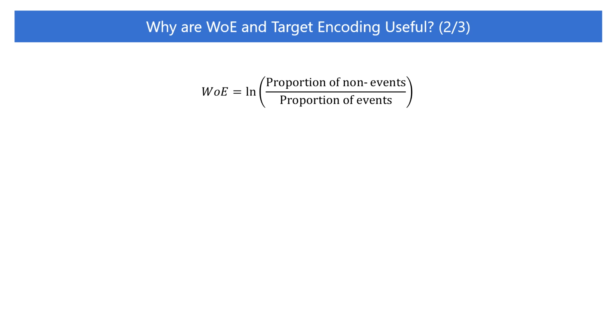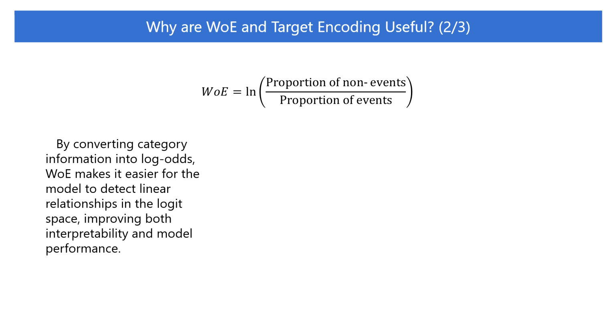Let's begin with weight of evidence. Mathematically speaking, weight of evidence is derived from probabilities. It is essentially the log of the ratio between the probability of staying and the probability of leaving within each category.